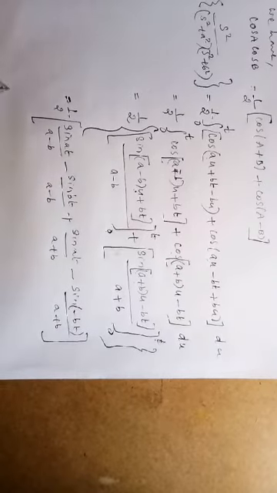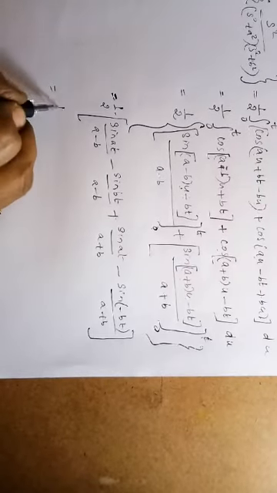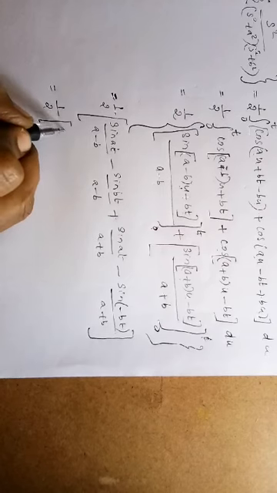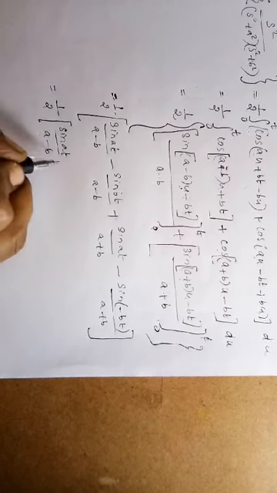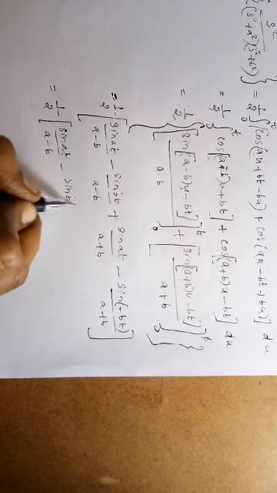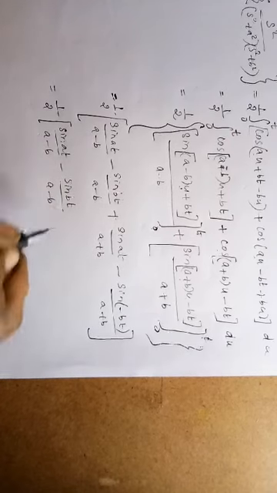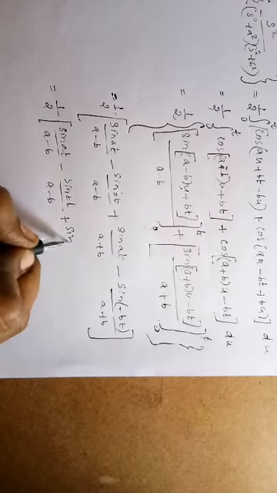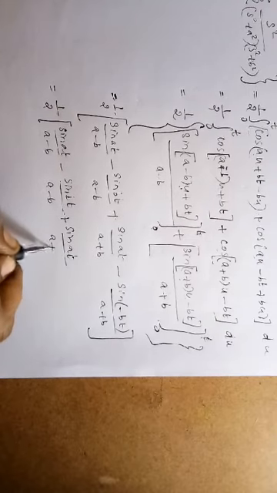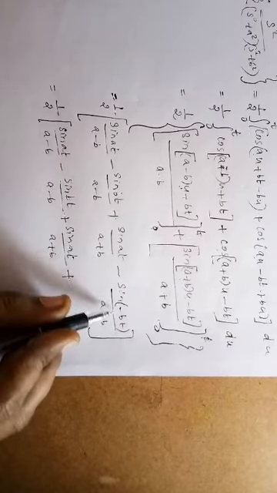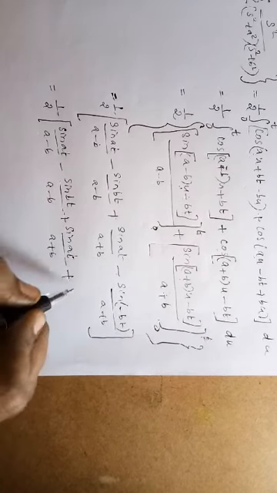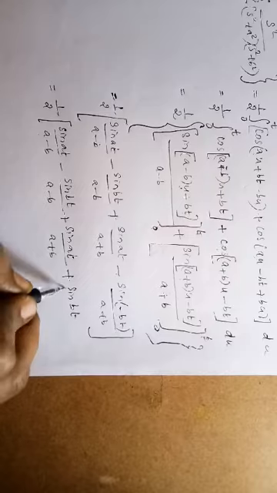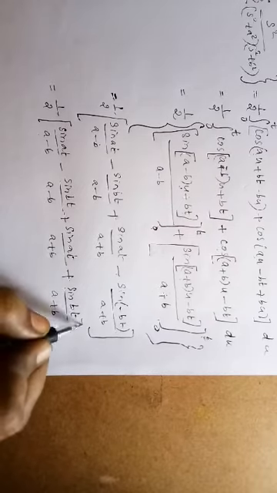That is 1 by 2 of sin at by a minus b, minus sin bt by a minus b, plus sin at by a plus b. Since sin of minus theta is minus sin theta, this minus into minus gives plus sin bt divided by a plus b.